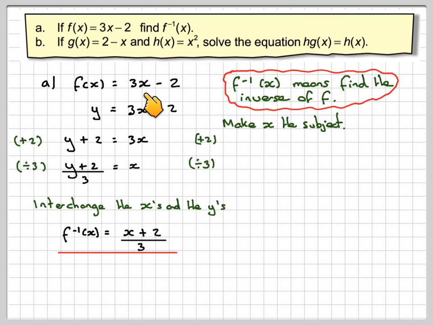If we put a value of x into here, say 2, 3 times 2 is 6. 6 minus 2 is 4. If we put 4 in here, 4 plus 2 is 6. 6 divided by 3 is 2. So we got back to the number we started with. That's what we mean by an inverse function.